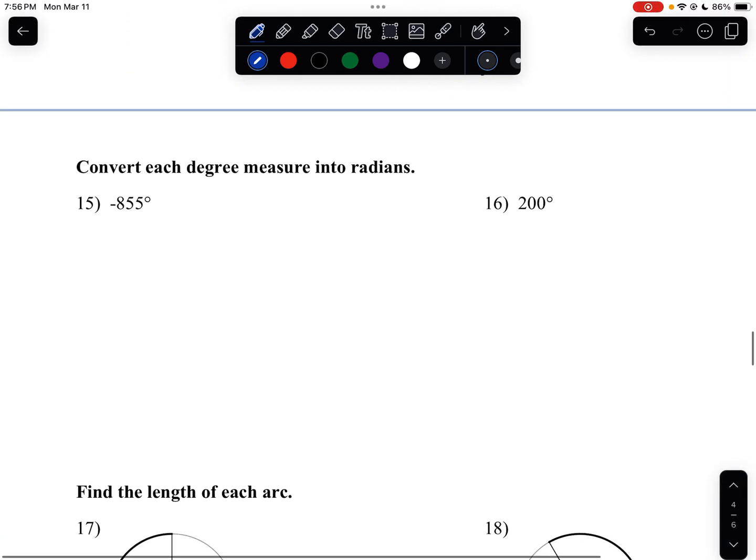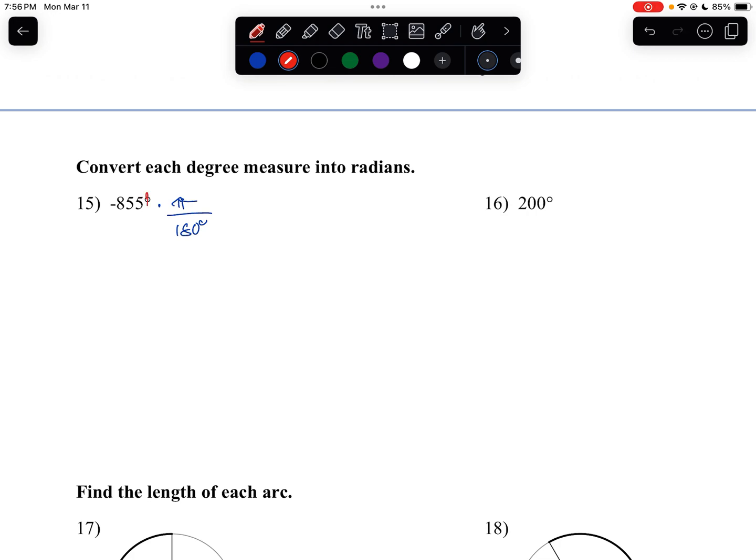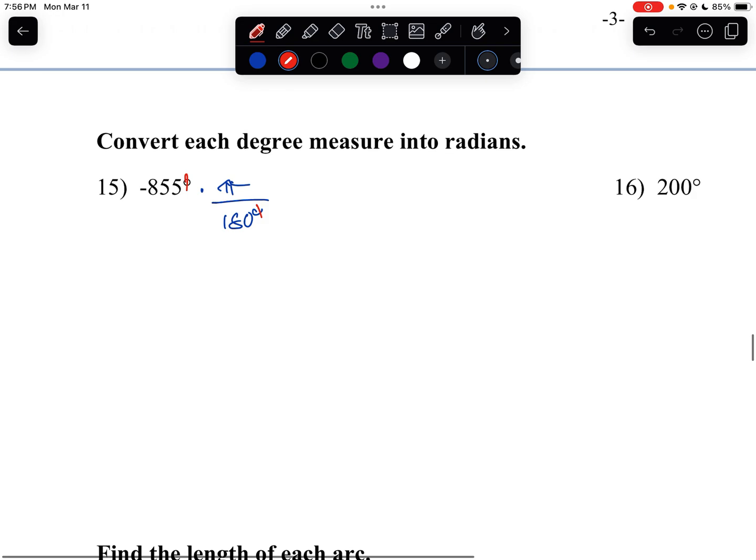Now if I'm going the other way, where I have degree measure, I'm going to multiply by pi divided by 180 degrees. In this case, the degrees are going to cancel. So then I get negative 855 pi divided by 180. You have to reduce this. 855 is divisible by 15 at the very least, I know. I think 180 is also divisible by 15. Yeah. So if I divide those by 15, I get negative 57 pi divided by 12.